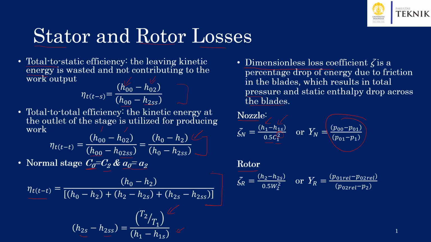And for the conditions at the rotor, we can get them by using the function of the total enthalpy leaving the rotor minus H2S, divided by 0.5 multiplied by W2, or the relative velocity at the outlet of the rotor, to the power of 2. In the same manner as the nozzle or stator conditions, we can also get them from the function of pressure.